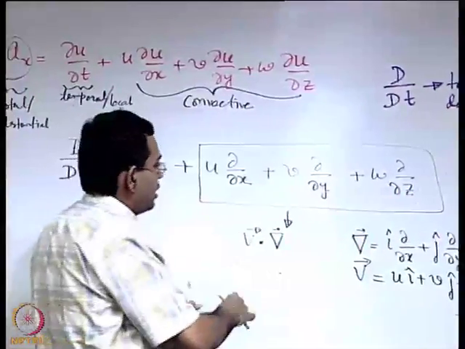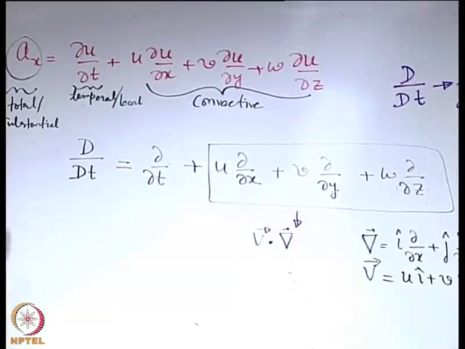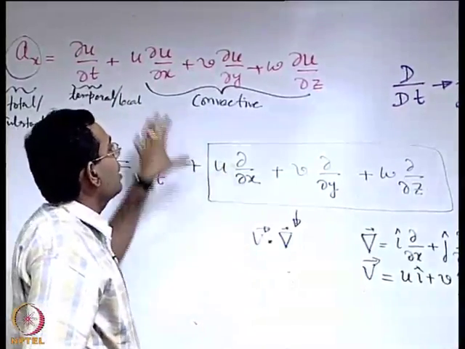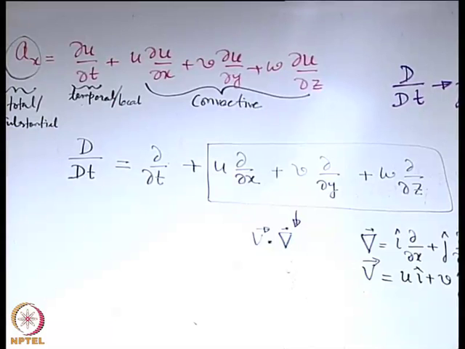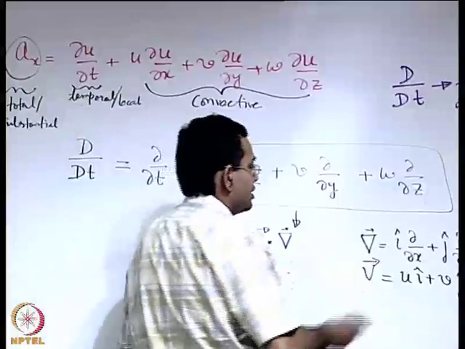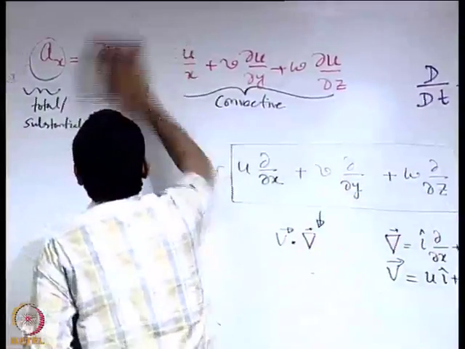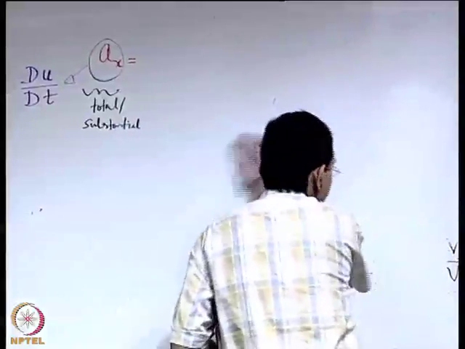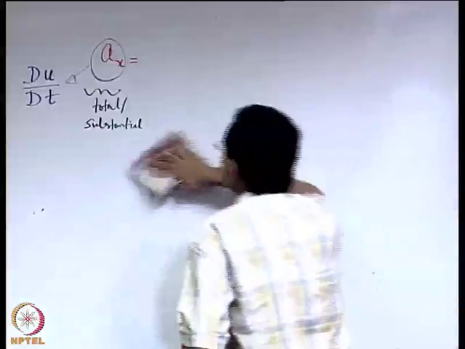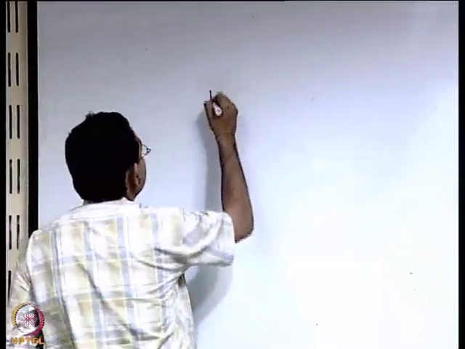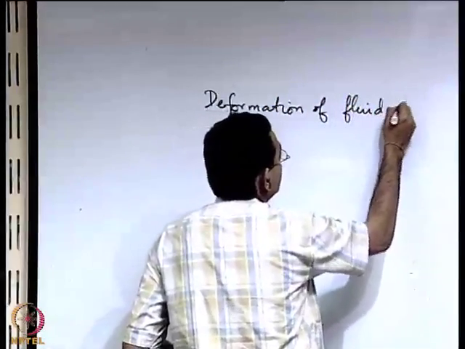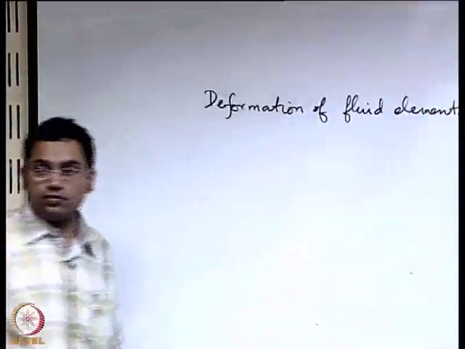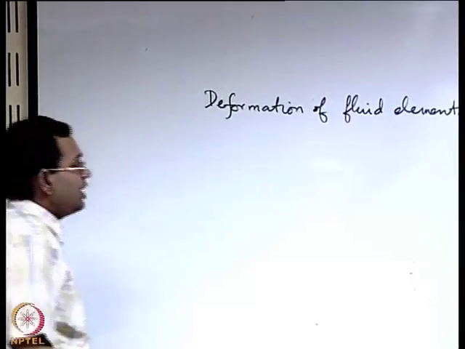Okay. So we have got a picture of what acceleration of flow is, and how we describe acceleration of flow in terms of expressions through simple Cartesian notations and maybe also through vector notations. Next, we will start analyzing the deformation of fluid elements. Why is this very important?